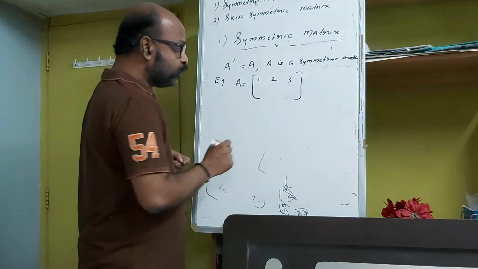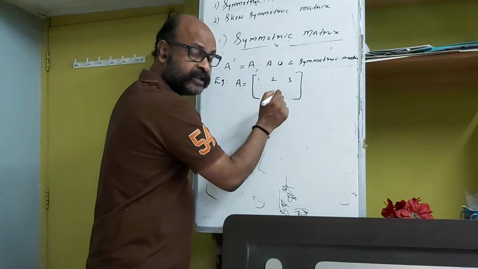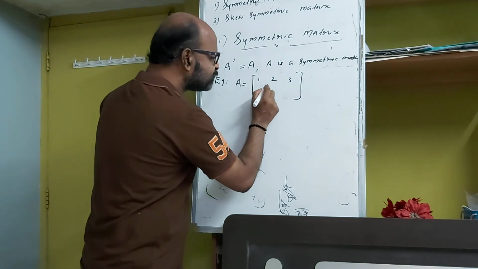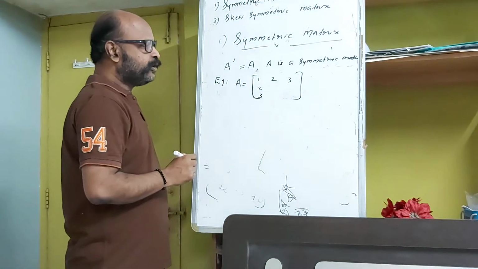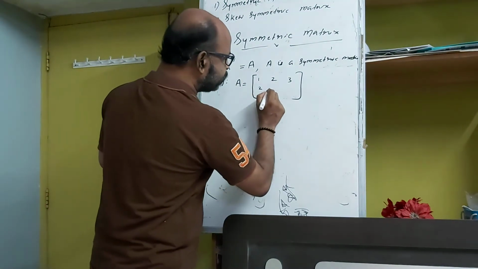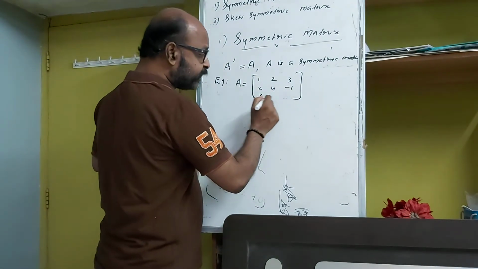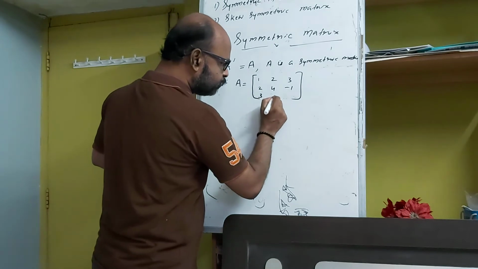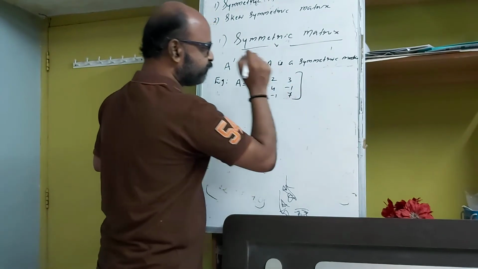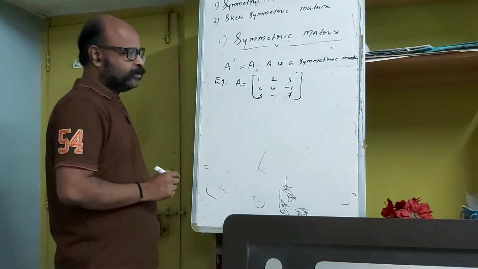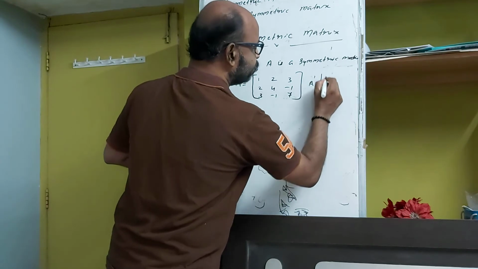Okay, so after writing the first row, don't write the second row, write the first column. Write the first column the same as that of which one? The first row. Now when you write the second row, two more elements are written, suppose 4, minus 1. After second row, the second column should be the same: 2, 4, then the same minus 1. Now one element is left out, suppose it is 7. Clear? Okay. Now we obtain the transpose of A.